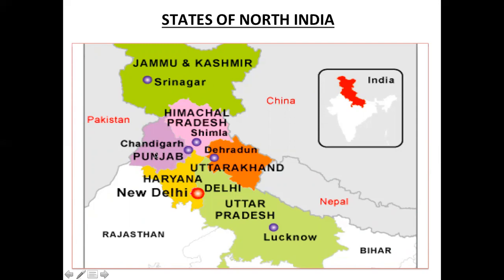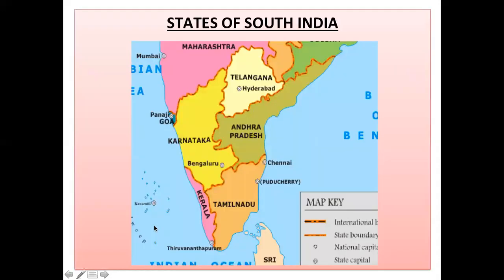So these are some of the North Indian states. Also, you can see Bihar here. Bihar and Rajasthan just below Haryana. So we'll go and check the other states, that is, the states of South India.